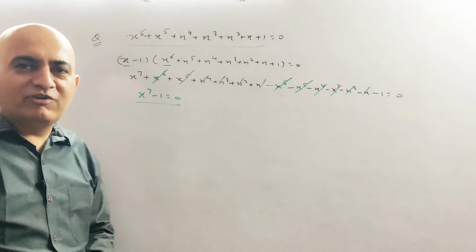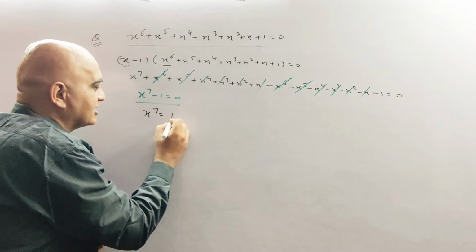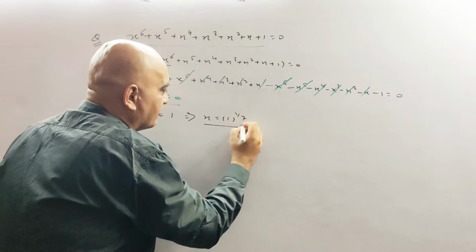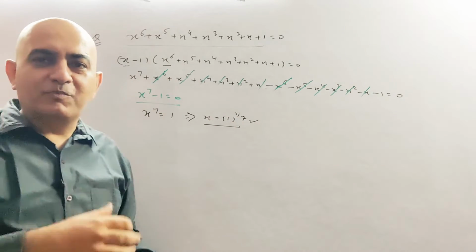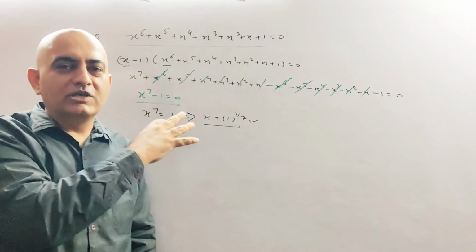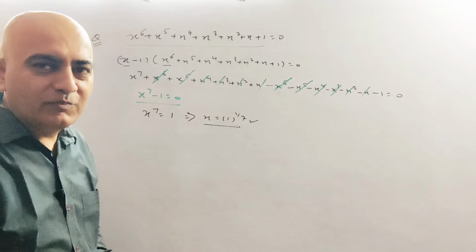And x to the power 7 minus 1 is equal to 0 implies that x to the power 7 is equal to 1, which shows that x is equal to 1 raised to the power 1 by 7, which is same as the previous equation I have already solved. Right? So in that way, you can solve this equation also. X is equal to 1 to the power 1 upon 7.